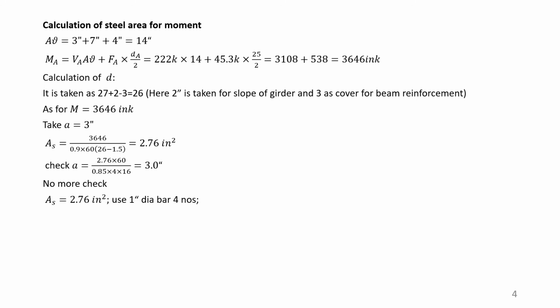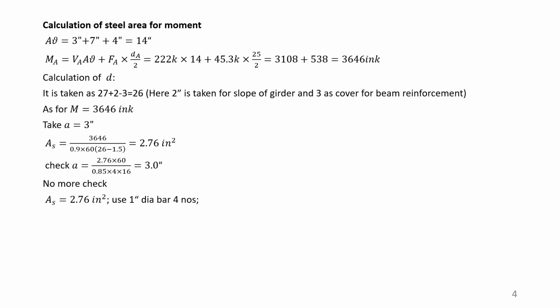The depth of this, the moment arm is 25, because we have taken the ledge depth as 25 inch, and at the center will be the moment, which is to be divided by 25 by 2. These two figures give us a value of 3646 inch.